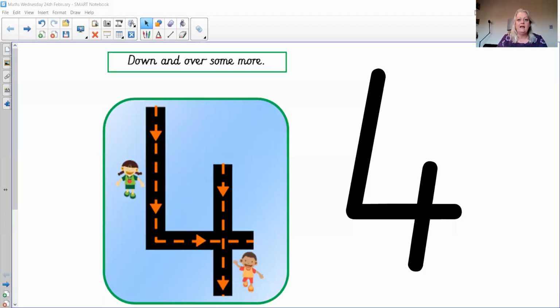I hope you're all getting on really well with our booklets. Let's share the screen. Make sure you've got some pen and paper. Pause if you haven't got something to write on, and we're going to practice our number formation.